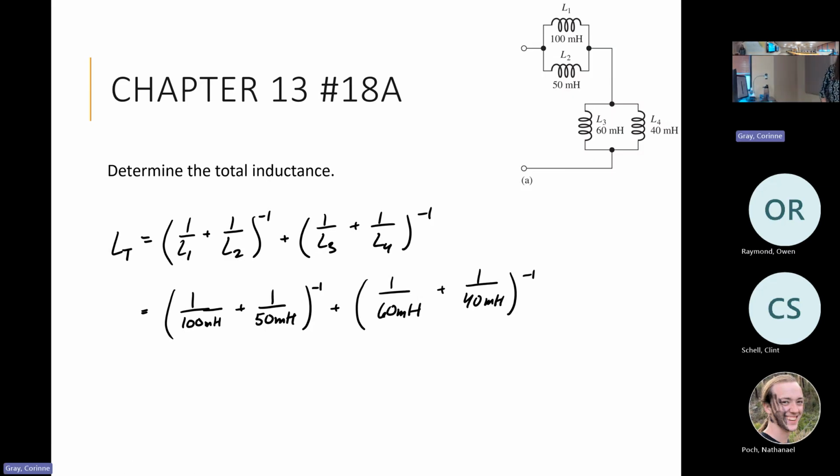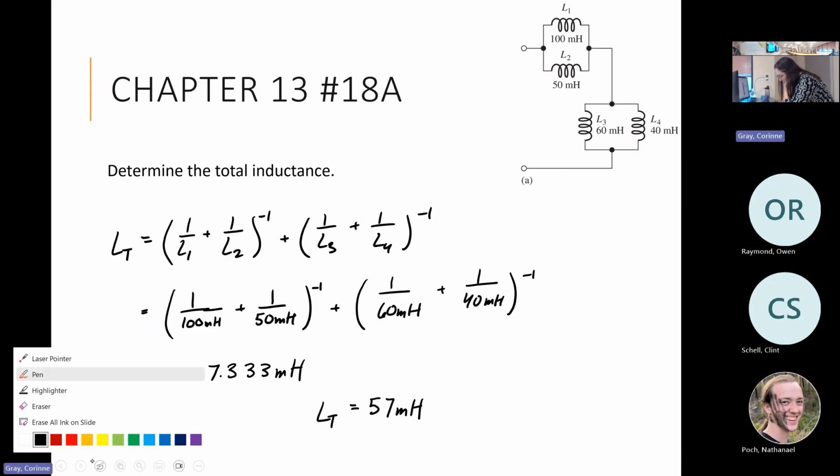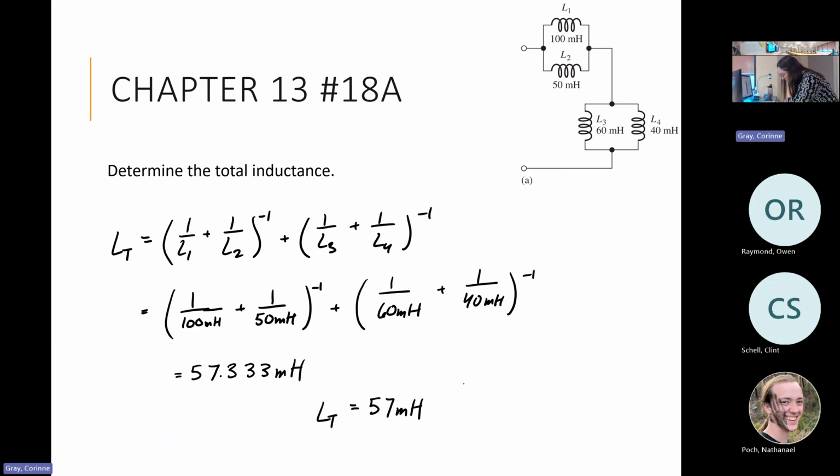Assuming I plug that in correctly, I got 57.333 repeating millihenry. Or if we wanted to round, technically it's a 2 sig fig question here, 57 millihenry. Any questions on A?